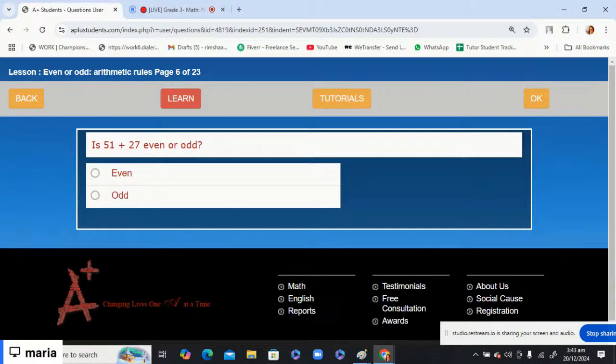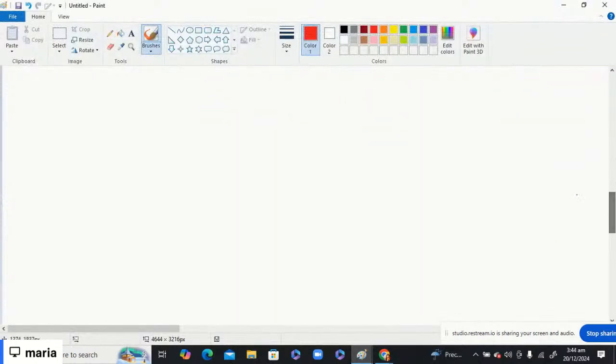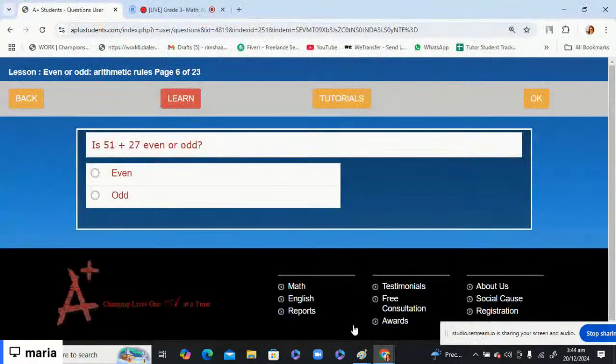Like for example, here is 51 plus 27. If I add up 51 plus 27, let's see, 51 is odd, okay? 27 is also odd. Let's see, 51 plus 27. 7 plus 1 is 8. 5 plus 2 is 7. That is 78. And when you add up two odds, you get the answer even. So here we see the answer even.